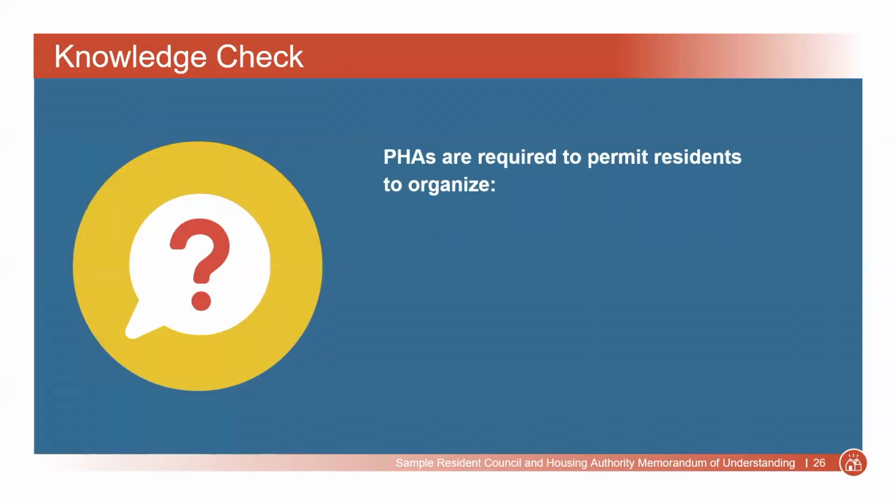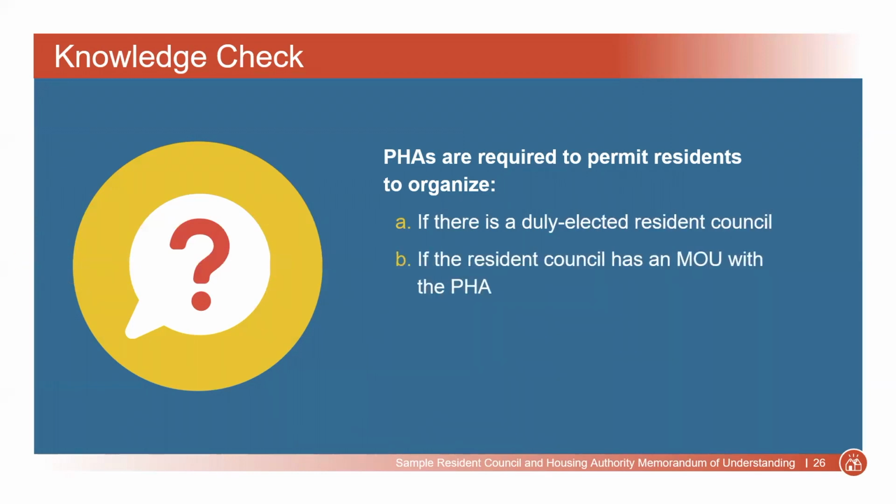Let's now do another quick knowledge check. PHAs are required to permit residents to organize. A, if there is a duly elected resident council. B, if the resident council has an MOU with the PHA. C, if the PHA owns 250 or more units. Or D, always. We'll pause for you to consider your answer.